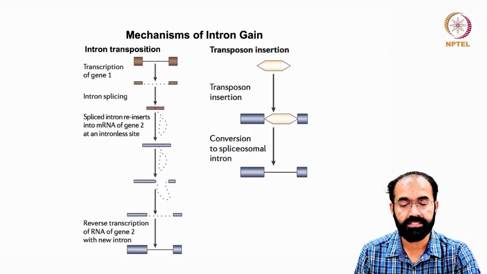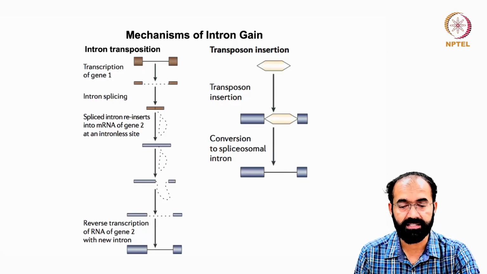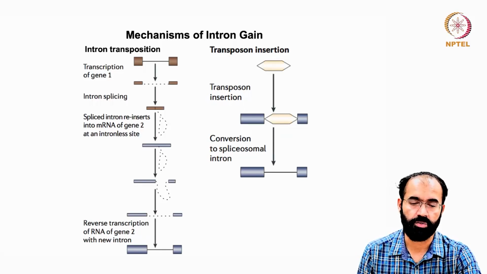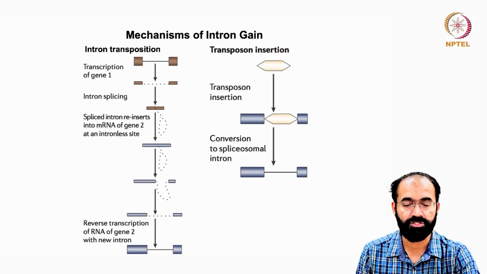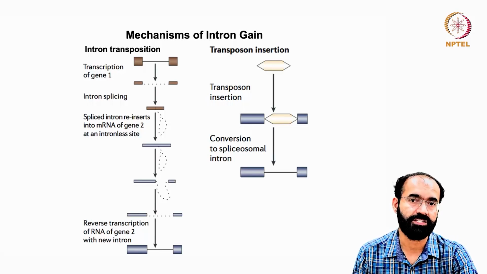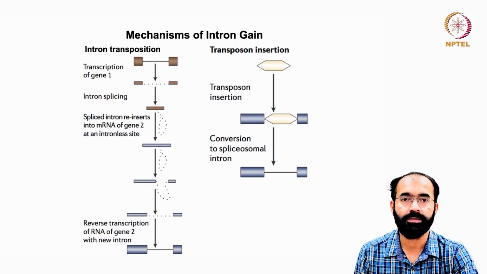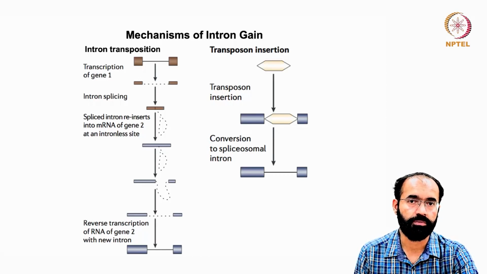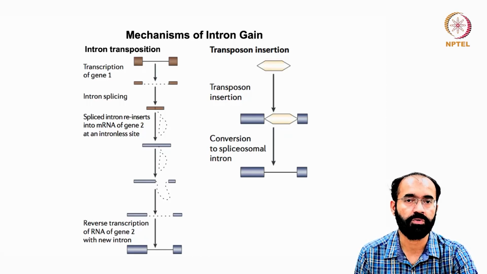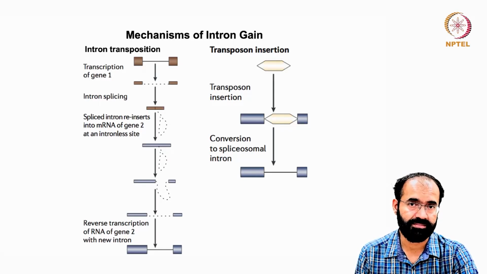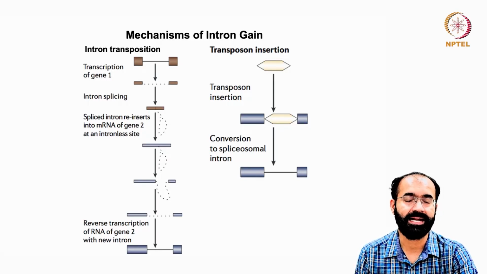And this inserted transposon need not have any features of an intron. So this should gradually get converted into a spliceosomal intron. Like I told you in the previous example also, that any junk DNA or non-useful or not so helpful DNA fragment is present in the nucleus of a cell, it can integrate randomly anywhere.